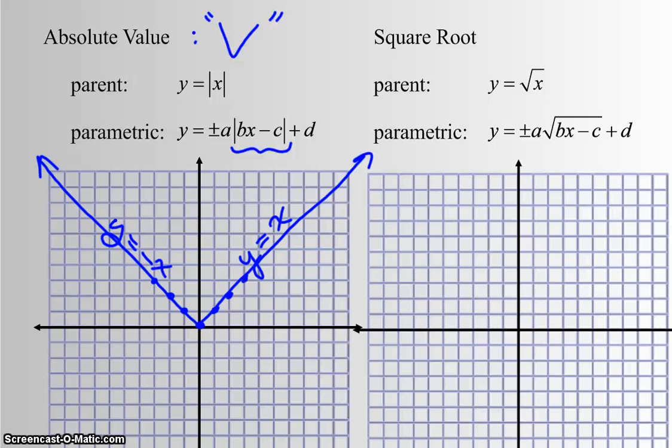The next function is the square root function. The parent function y equals the square root of x. When x is 0, y is 0. When x is 1, y is 1. When x is 4, y is 2. When x is 9, y is 3. So what we get for the basic square root parent function is something that looks a little bit like an eyebrow.